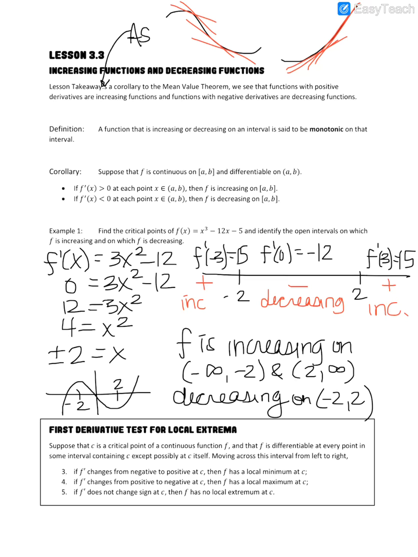Okay, so if we're going decreasing to increasing, that's a minimum, okay? Next one, if f prime changes from positive to negative at c, that's a maximum. Okay, so it was increasing, then it was decreasing. That's a max. That makes sense. And if f prime does not change sign at c, then f has no local extremum at c. So if it was increasing and then it continued increasing, then there's no max or min at that point. By the way, these were supposed to be bullets. So there's no point to the numbers there.